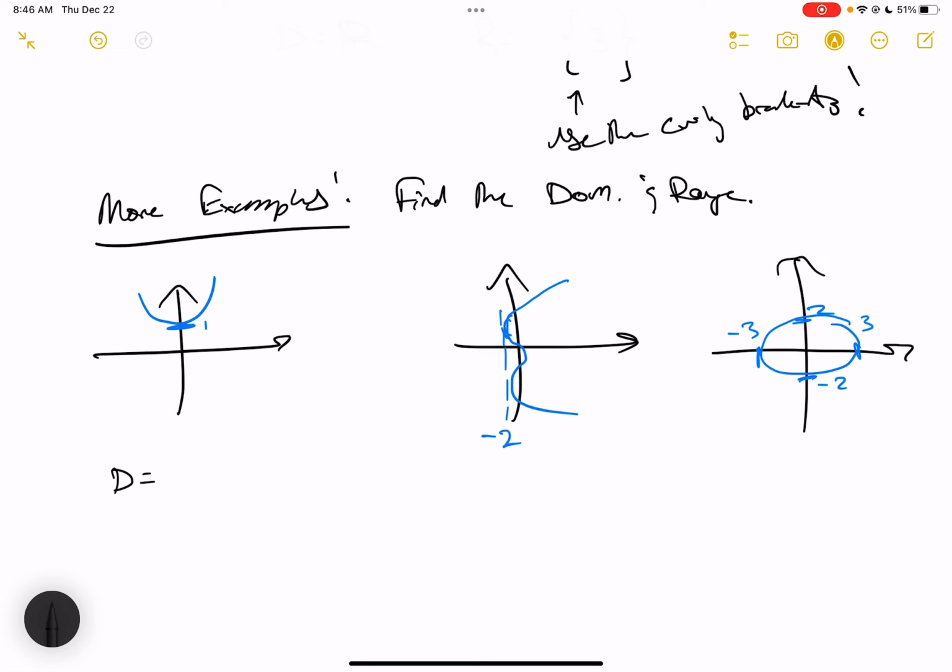So here, we want D equals, R equals, D equals, R equals, D equals, and R equals. All right, so let's start off with the very first one.